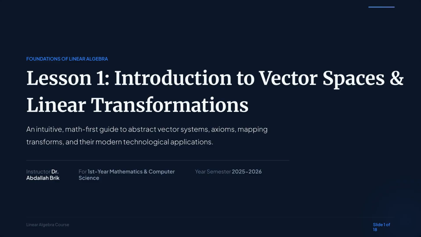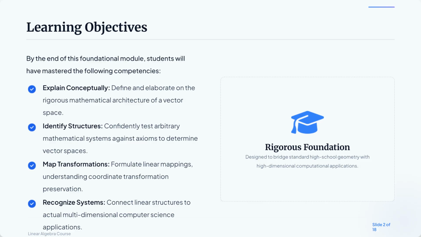In this first lesson, we will introduce vector spaces and linear transformations, exploring their mathematical architecture and their critical role in modern technology. By the end of this module, you will be able to conceptually define vector spaces, test systems against axioms, formulate linear mappings, and understand how these abstract structures are applied in multi-dimensional computer science.